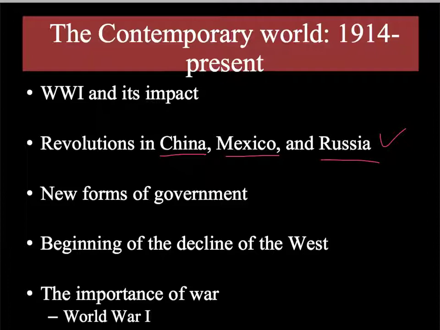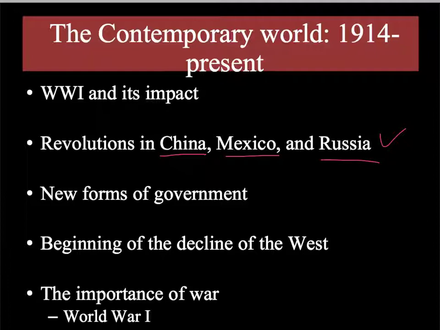The West remained the dominant power in the 20th century, but it is beginning to decline, and it was increasingly challenged by new emerging powers, particularly in Asia, by the emerging powers of China and India. Also, we have the rising power of Brazil in Latin America and Turkey in Europe.